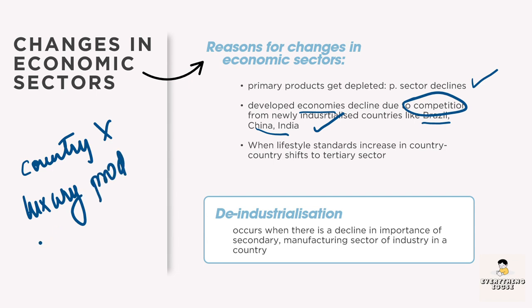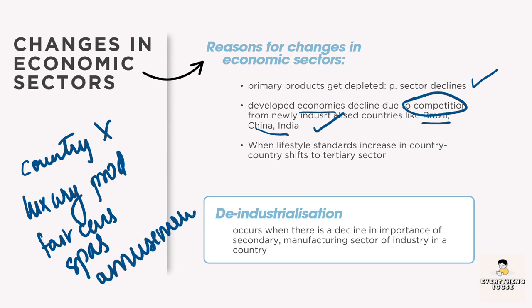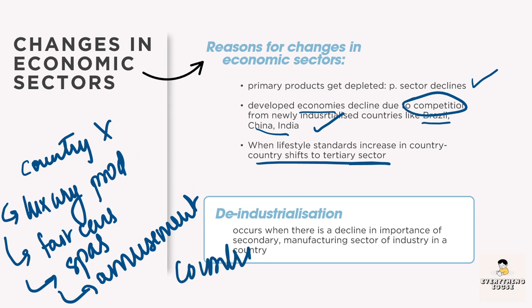So these can be fast cars or spas, amusement parks, right? So people would want to spend their money on all of these things, okay? Which is why the number of tertiary sector businesses are going to increase, and hence the country is going to shift to tertiary sector. But as opposed to another country, let's say country Y.